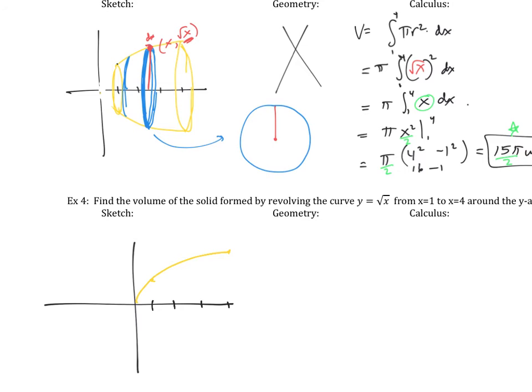And I'm revolving it around the y-axis. So that's going to be like revolving it here rather than revolving it there. So picture spinning that whole picture from right to left or left to right, however you want to think of it. And what we should end up with here is the reflection of that curve, which goes like this.